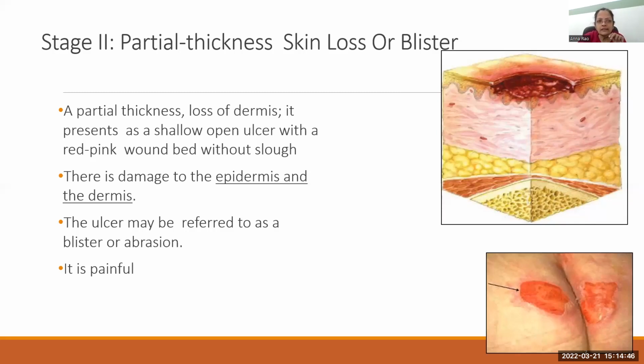Now, what happens in stage 2? Here, partial thickness skin loss will be seen. Blister also may be present. There will be loss of dermis, and you will be able to see a shallow open ulcer, reddish pink in color, and generally without slough. Epidermis and dermis, both layers are injured here, and it will of course be painful for the patient, right? So further, we need to treat it.